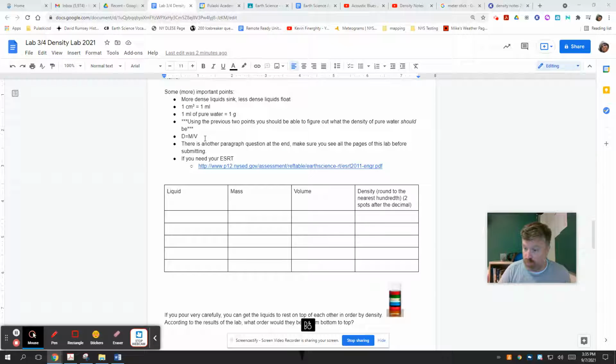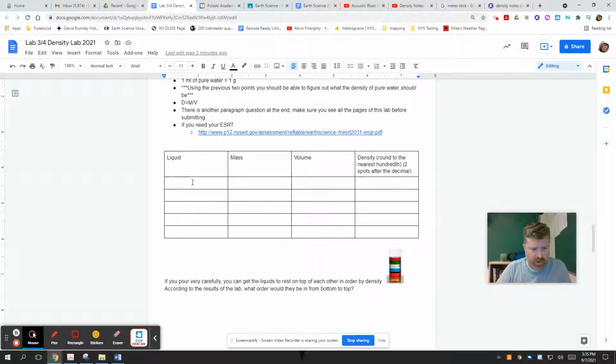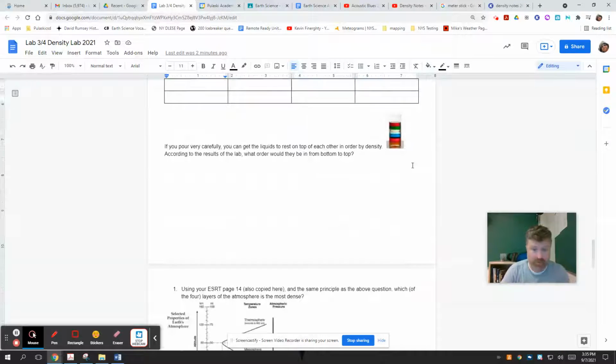Density, mass over volume. We've done that plenty by now. And there's another little paragraph at the end. I'll show you that. So liquid, you can really just in here. I don't want to write it in here because this isn't the saved version. Write liquid 1, liquid 2, liquid 3, or just 1, 2, 3, 4, 5, whatever. Number the 5 liquids. Give me the mass, give me the volume, and density is mass over volume. Round to 2 decimal spots in this case.